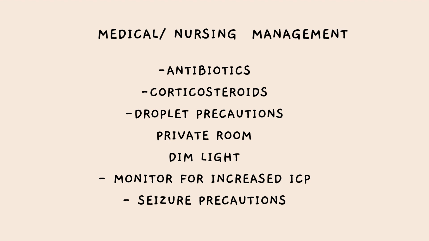Perform a vascular assessment. Give medications such as antimicrobials and corticosteroids. Record intake and output carefully. Maintain fluid balance. Make sure that you monitor body weight to identify hypertension early. Provide a private room with dim light under droplet precautions if necessary. Monitor for increased intracranial pressure. Maintain seizure precautions if necessary. Perform range of motion exercises every 4 hours or as needed.